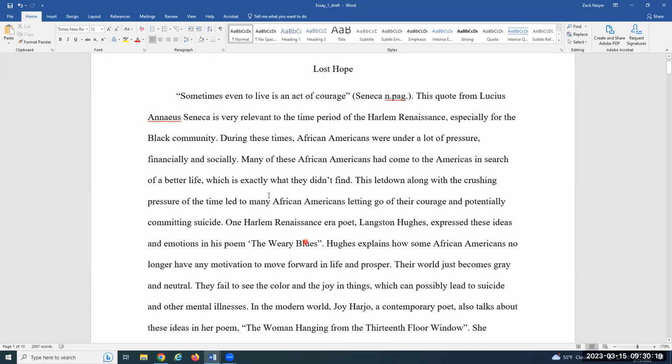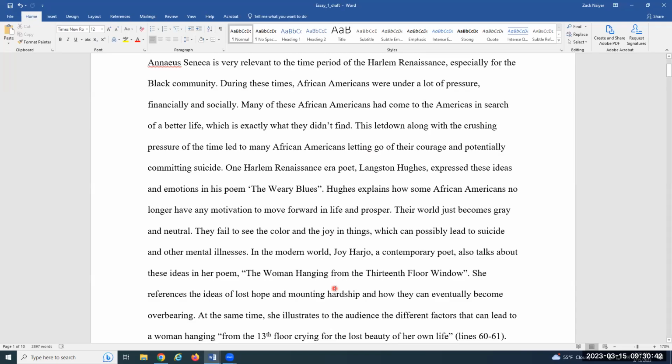Okay, so let's skim through the intro. What I want clearly established is that it's clearly invoking the past, as emblematic through the Harlem Renaissance, and using an example from present day.